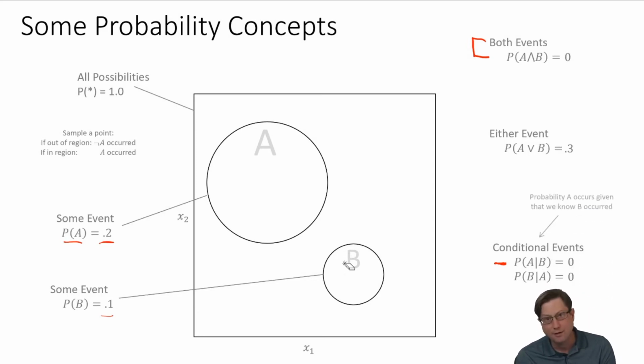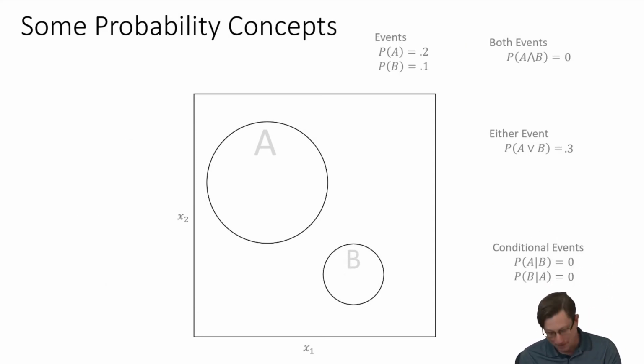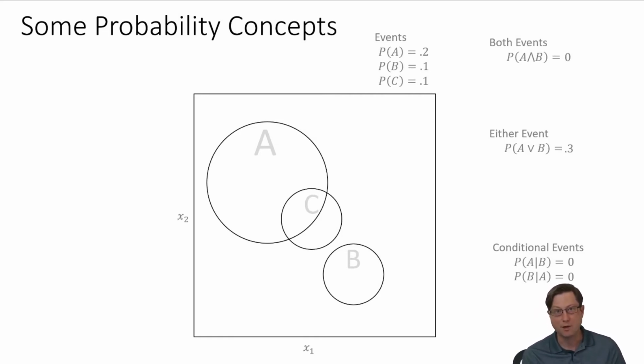But don't worry, we're going to get better than 0, because now we can add a third event and call it C. So now we're getting some interactions and some interest going on. So let's ask these similar questions again. What's the probability of A and C?